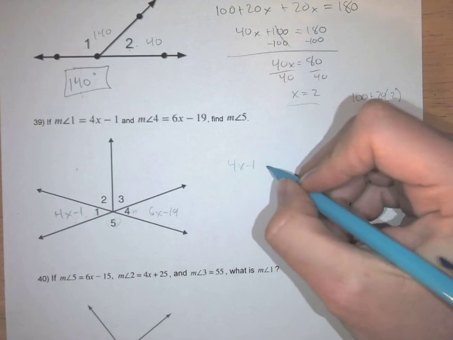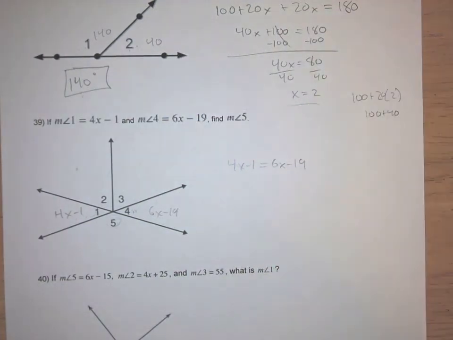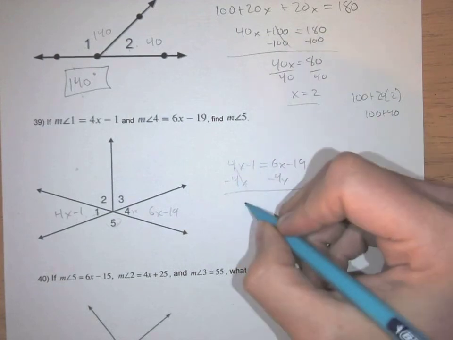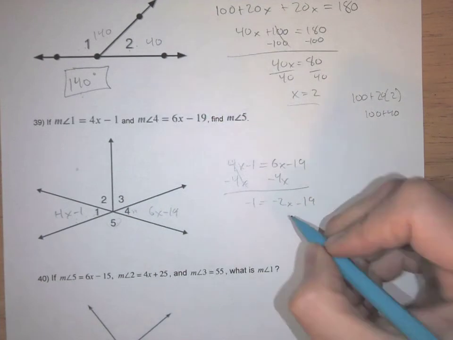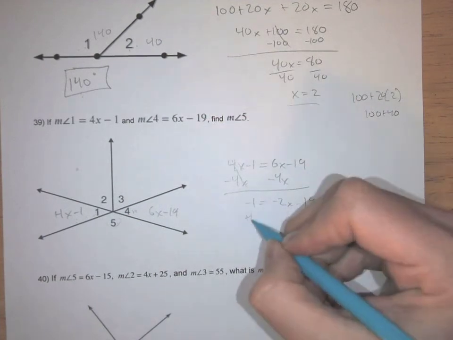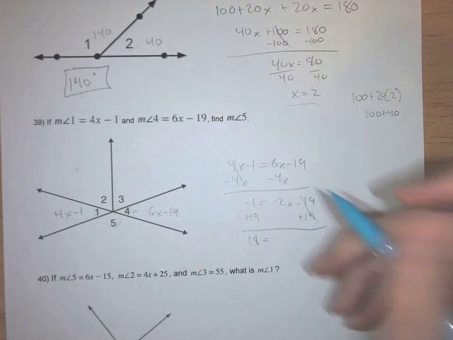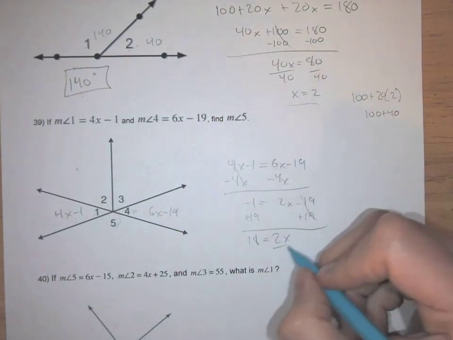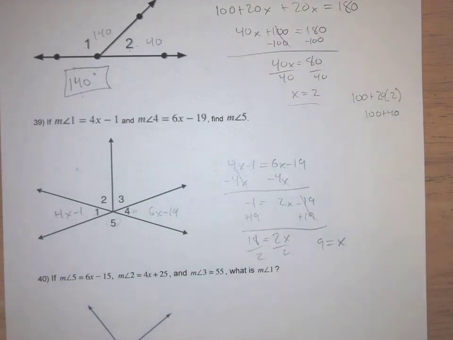So 4x minus 1 equals 6x minus 19. Okay, let's go ahead and group the x's. Negative 1 equals negative 2x minus 19. We'll get the numbers on the other side. So 18 equals, oh, that's positive 2x, sorry. 18 equals 2x, and then divide by 2. So 9 equals x. Again, not our answer, but definitely something that we need.